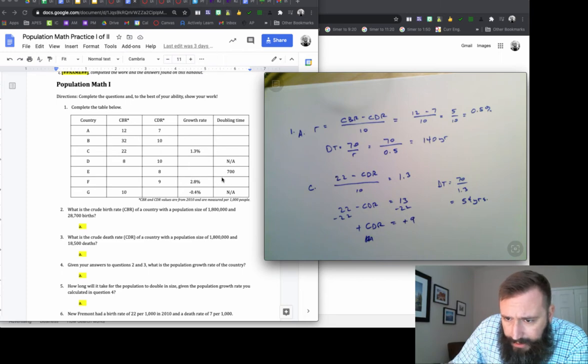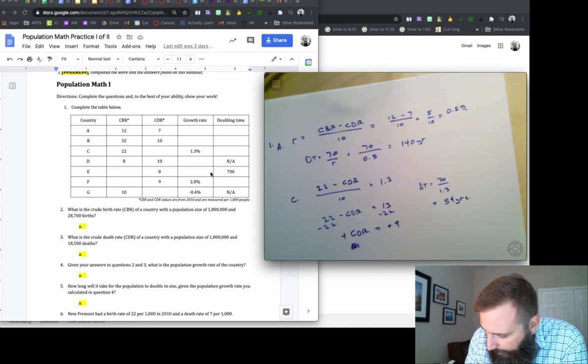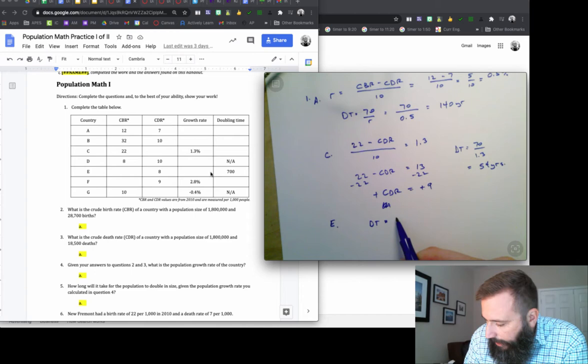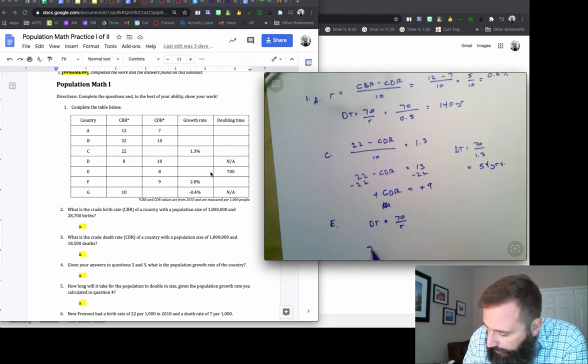Another one of these that would be difficult is maybe this one, E. Let's try E, since we're given so little information here. We're given the doubling time and the CDR, but we don't know CBR, and we don't know the growth rate. Could we figure out the growth rate? Doubling time is equal to 70 divided by R. We can figure out R because we know the doubling time. So 700 is equal to 70 divided by R.